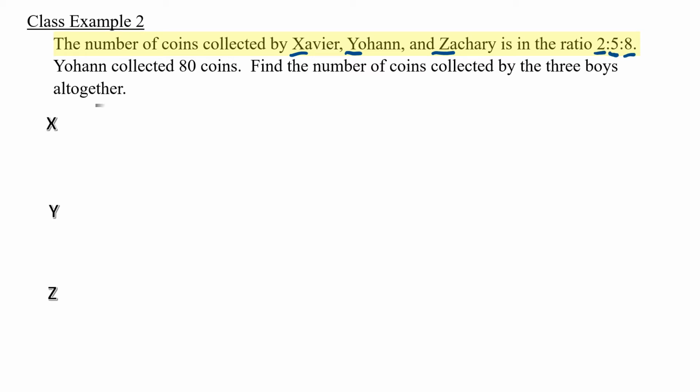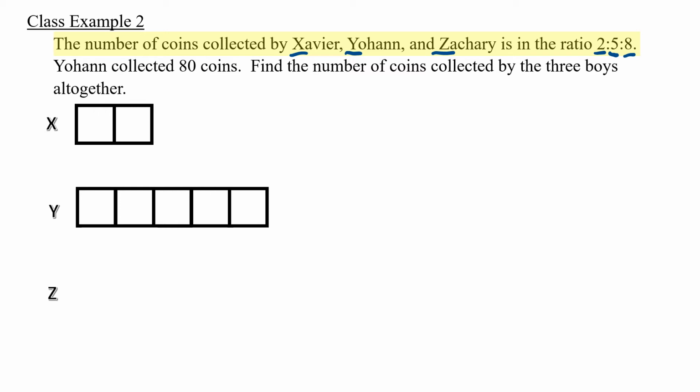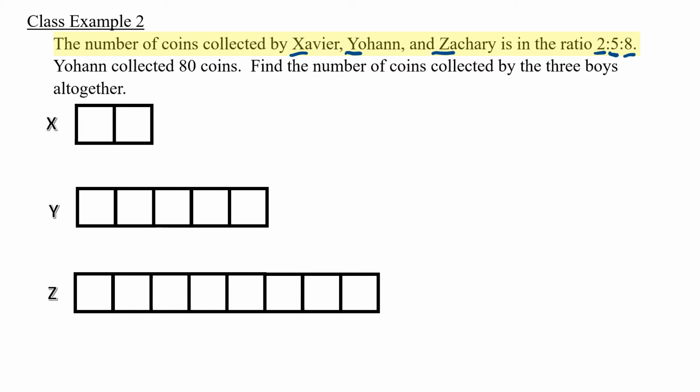So I need to do 2 units for Xavier. I need to do 5 units for Johann. These are all the same size. And then I need to do 8 units for Zachary. So he gets the 5 that Johann got plus another 3 more. Okay? They should roughly be the same size. You want to try to draw them so they're equal boxes. Okay? These are parts, just like in our Arnold Palmer.